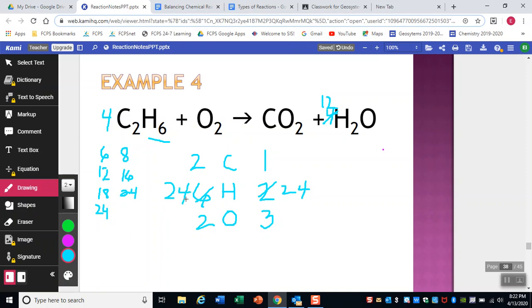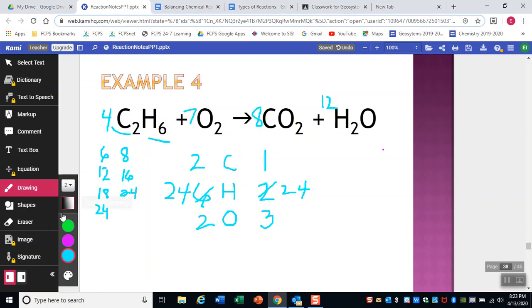So I have 24 hydrogens. And you know what? Let me erase right here. All right. Okay, so now how many oxygens do I have? Well, that means I have 12 plus 2, I have 14 oxygens. So I could easily get 14 oxygens here. And then now, although, you know what, I'm going to do that last because I got to balance my carbons. I have 4 times 2, I have 8 carbons. So I'm going to have 8 carbons here.